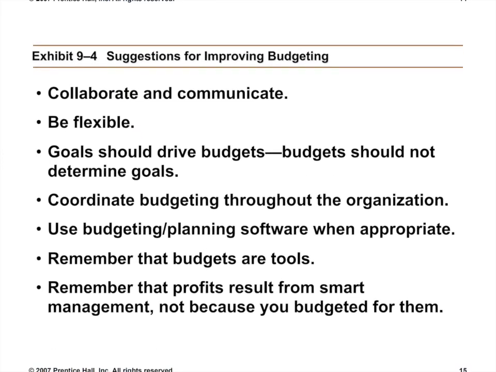How can we improve our budgeting? Collaborate and communicate. It must be flexible. Goals should drive budget. Budget should not determine goals. So budget is not everything, but everything needs budget. We can say that. Budget is not everything, but everything needs budget. Coordinate budgeting through the organization. Budget is a tool, not a goal. We have to coordinate budgeting through the organization.